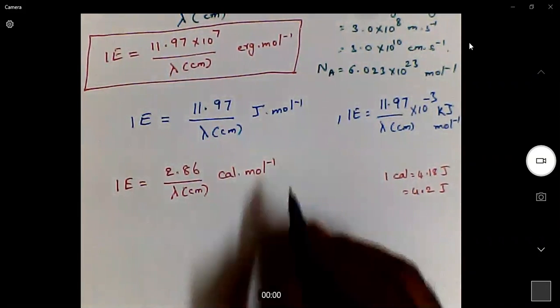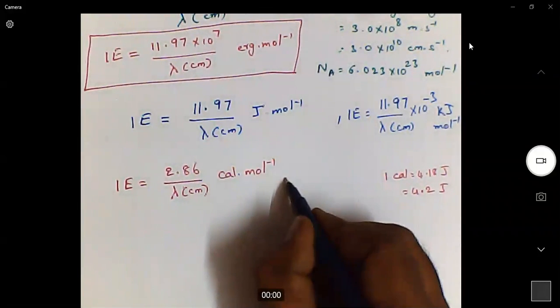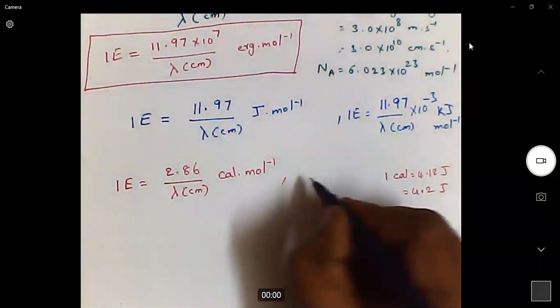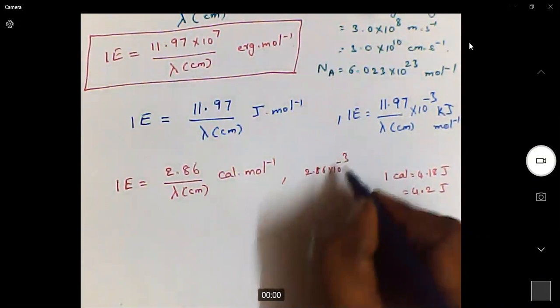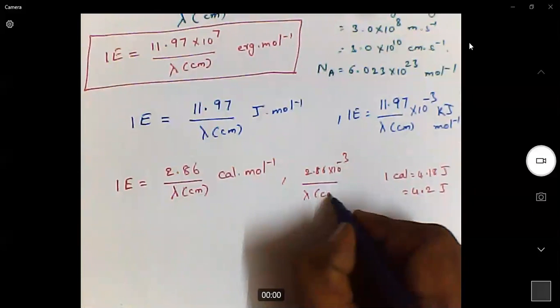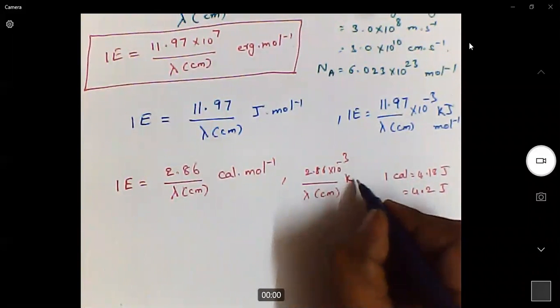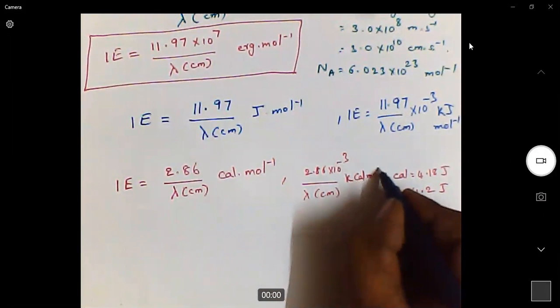Now, if we want to measure it in kilocalories per mole, it is 2.86 into 10 power minus 3 by lambda in centimeters, kilocalories per mole.